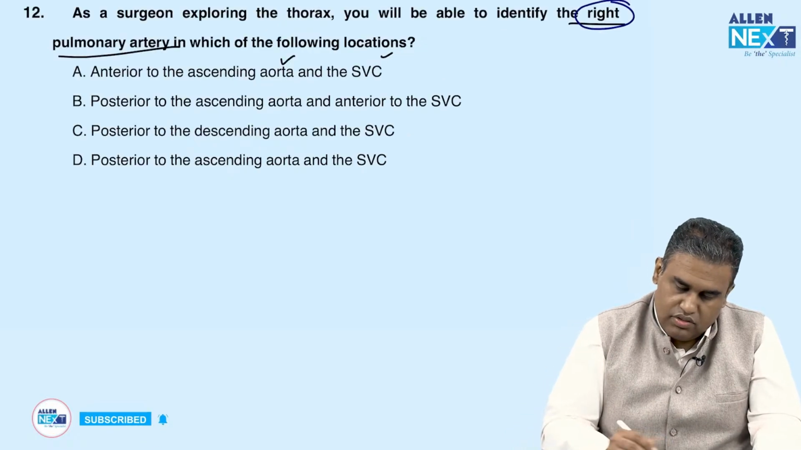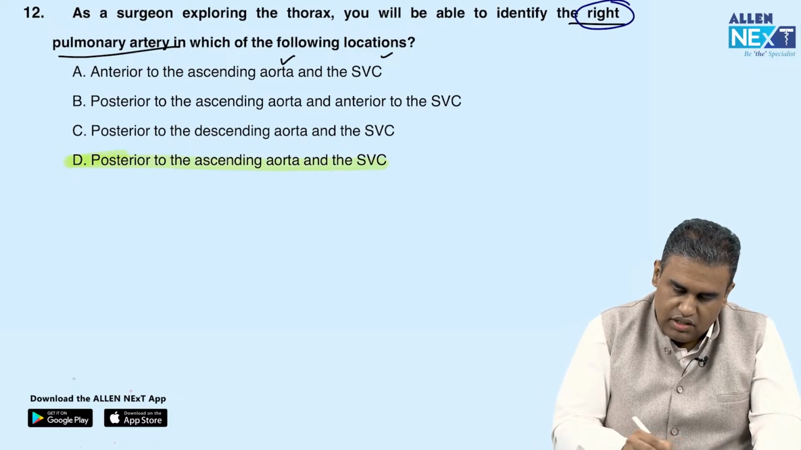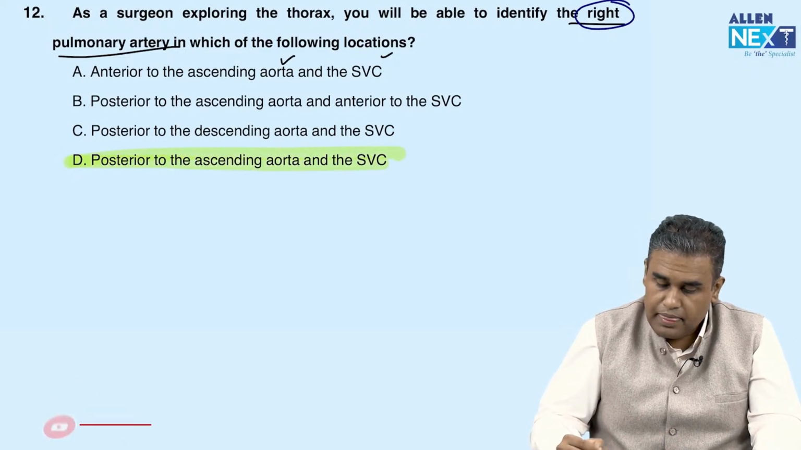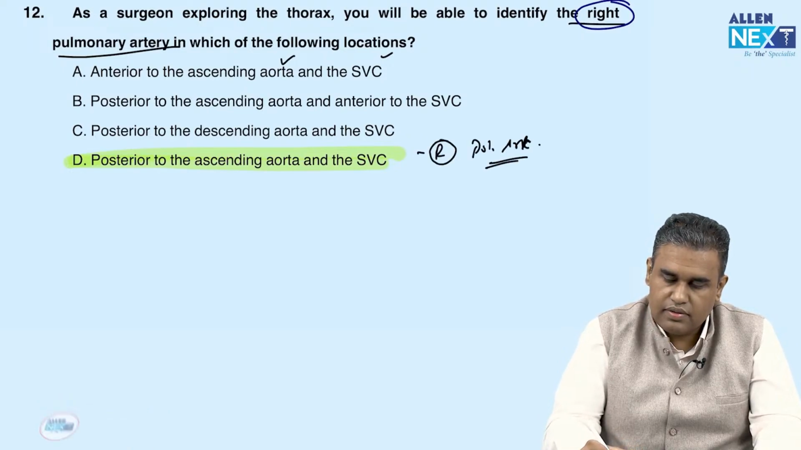Is there any option with posterior to? Yes, option D over here: posterior to the ascending aorta and SVC is the location of the right pulmonary artery. Understand, the normal location of the right pulmonary artery is this. Very good question.